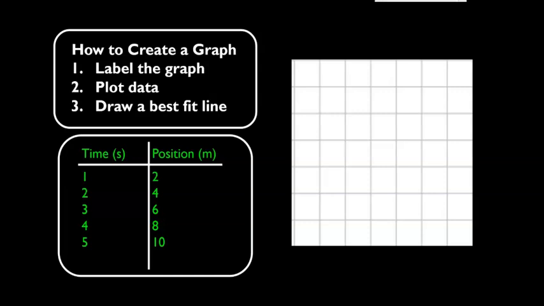In this video, we're going to learn how to create a graph. The first step is to draw your axes and then label the graph. To draw the axes, you can use a ruler or you can use a straight edge, something that will allow you to draw a straight line.